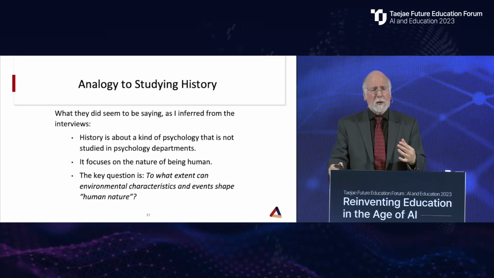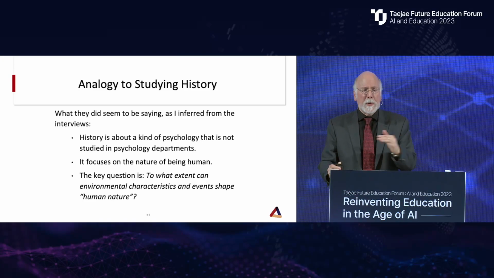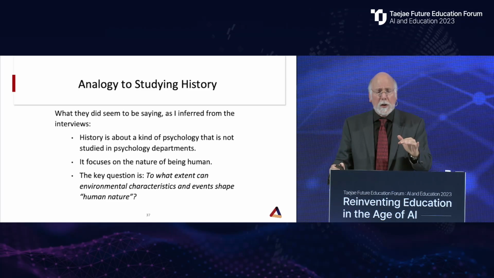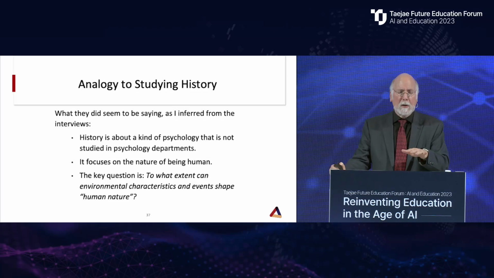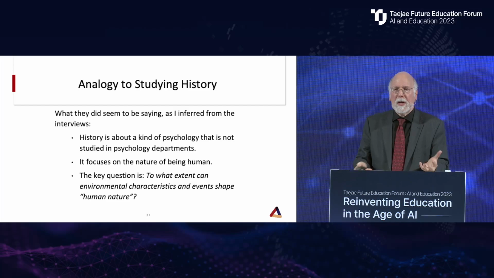So I went home and I thought about this. I was really surprised. And what they seem to be saying, because it was a long conversation with each of them, is my inference, that history is actually about a kind of psychology that is not studied in psychology departments. What they're interested in is human nature. That is the nature of being human. And the key question they all seem to be asking was, to what extent can environmental characteristics and events shape human nature?